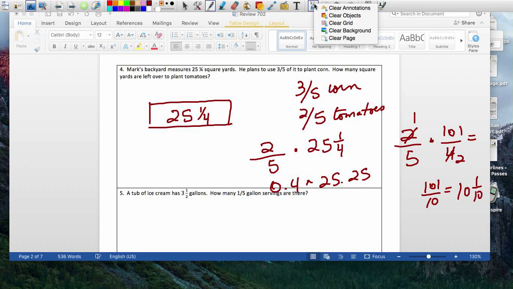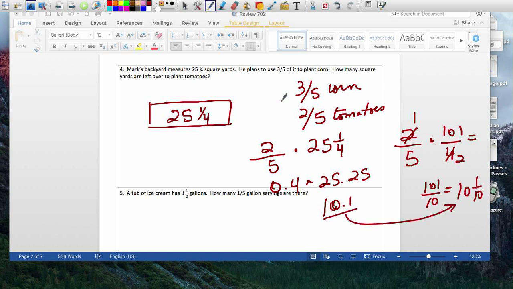And if you did it by fractions, what do you call decimals, and you multiply 0.4 times 25.25, you get 10.1. If you multiply this, you get 10.1. And notice that this and this mean the same thing.